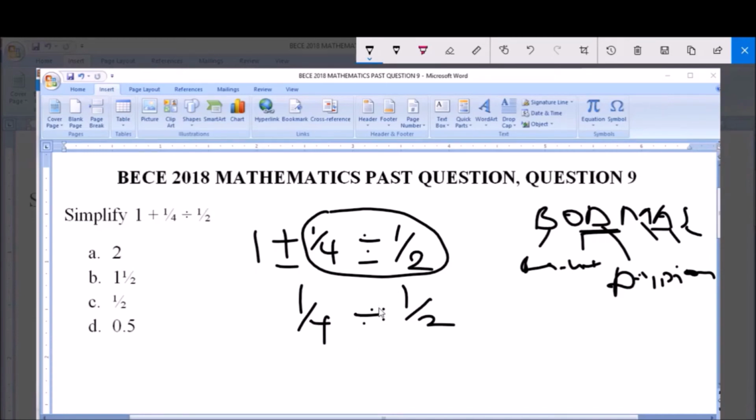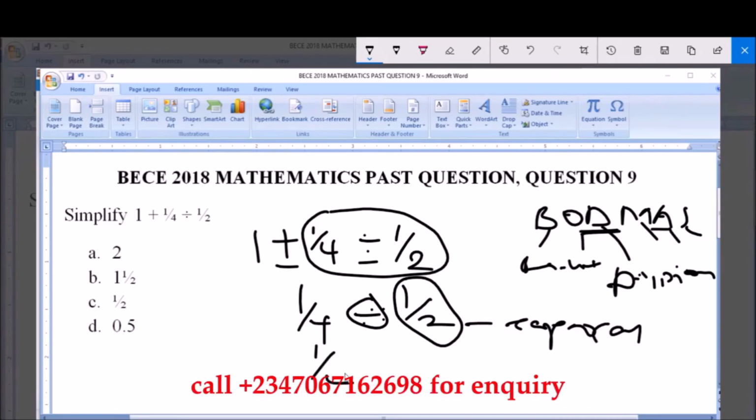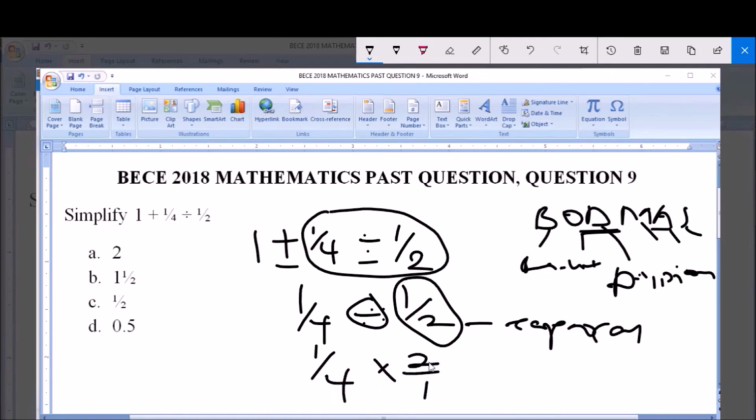And when changing the division sign to a multiplication sign, you change the other fraction, this 1 over 2, to its reciprocal. That is, you multiply by the reciprocal of this. So we have 1 over 4 multiplied by the reciprocal of 1 over 2, which is 2 over 1. Here the 2 gives us 1, and the 4 gives us 2. So we have 1 over 2.